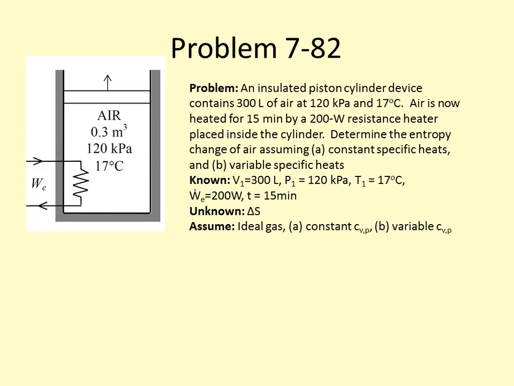So the change in entropy for a system using the exact approach is equal to the mass times S2 minus S1 superscript 0 plus R natural log of P2 over P1. And again, because P2 and P1 are equal, this goes to 0. So all we have is M times S2 minus S1, which if we plug in the numbers for that, we get 0.387 kilojoules per Kelvin. So we compare that to the value that we calculated using the constant average specific heat, and it's exactly the same.